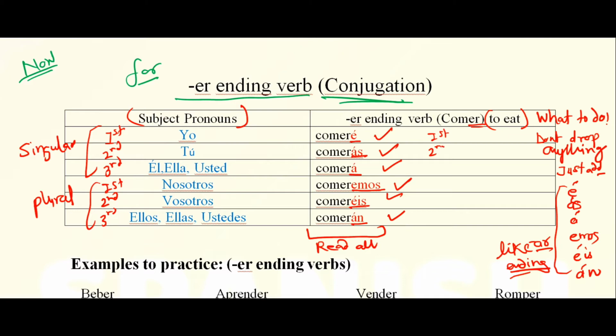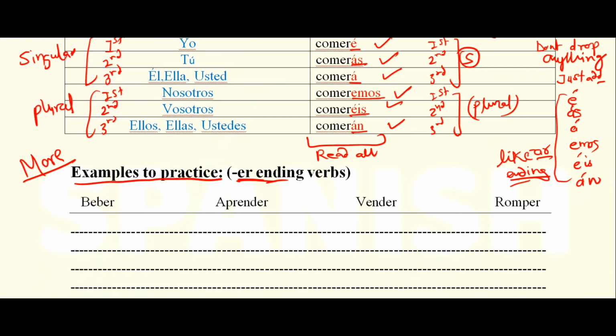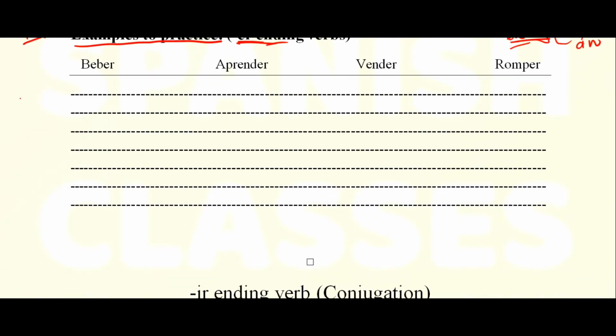This is first, second, third person singular, and first, second, third person plural. So these are the conjugations done for an ER ending verb, taking the example comer. Now there are some more examples of ER ending verbs. Let's see how to conjugate them in the future. These are all regular verbs.